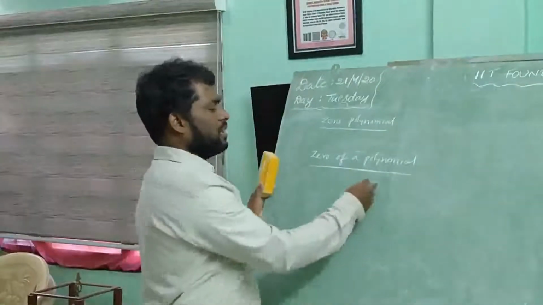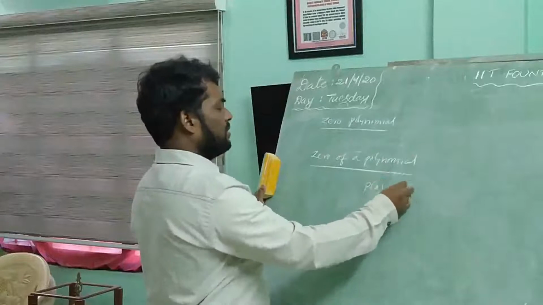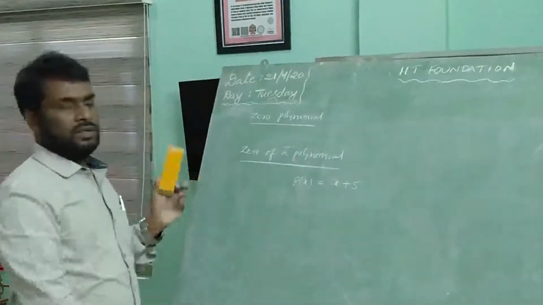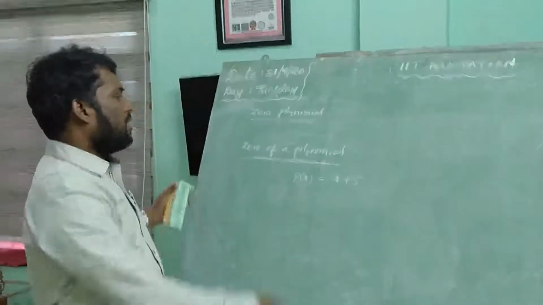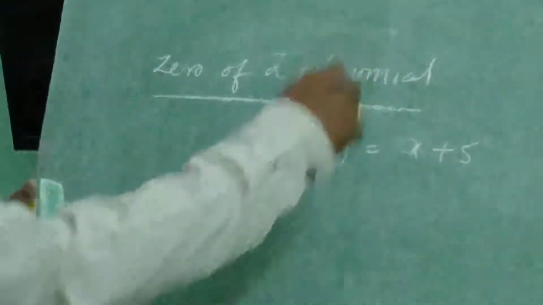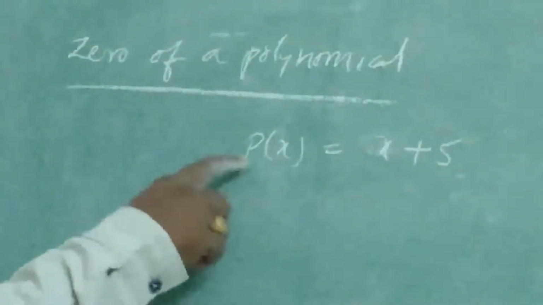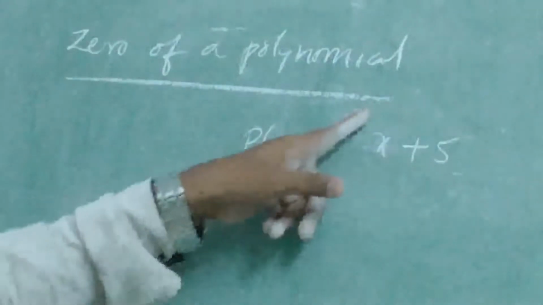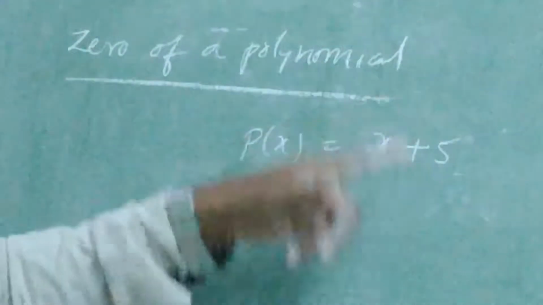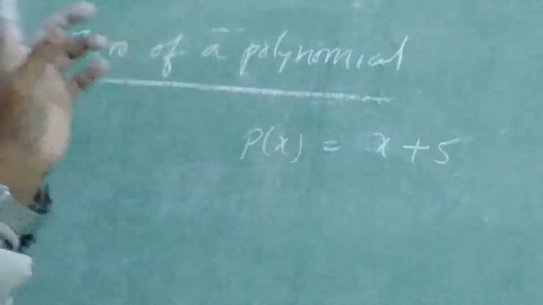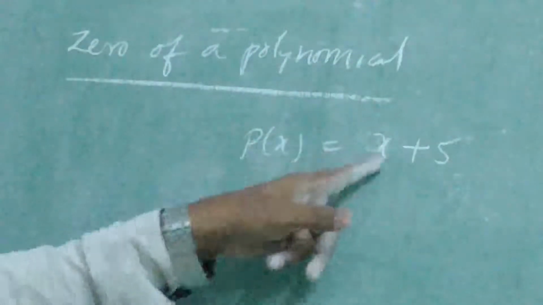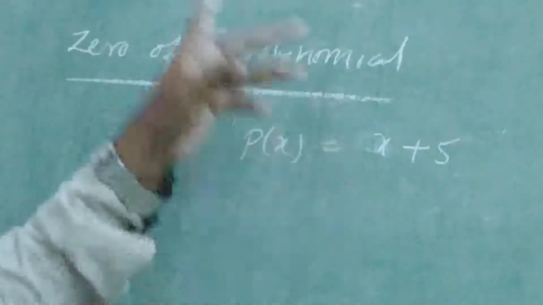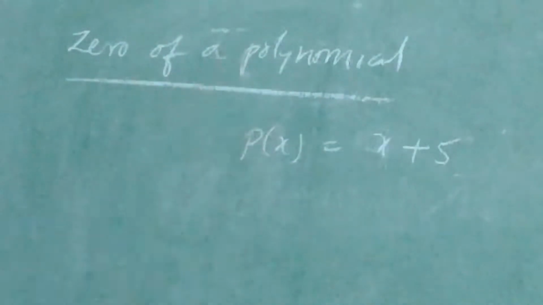Now what is zero of a polynomial? Suppose take a small example, p of x is equal to x plus 5. Now what is zero of this polynomial? So I am telling the definition of zero of a polynomial. For what value of the variable the value of the polynomial becomes 0, such value of the variable is called zero of a polynomial.